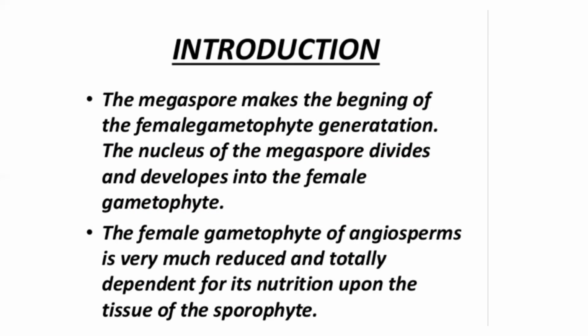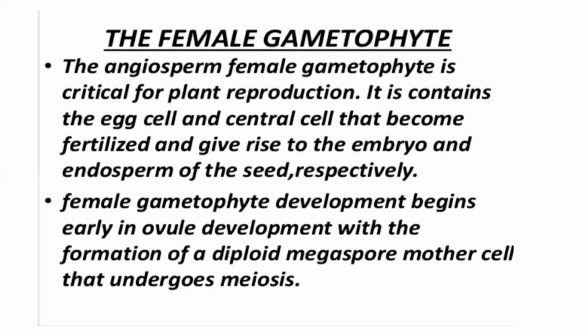In angiosperms, the female gametophyte is very much reduced and totally dependent for its nutrition upon the tissue of the sporophyte. The ovule is an integumented megasporangium. We know that they are all closed in the ovary. We'll discuss the basal part of the ovule, where the nucellus, integuments and funiculus, the three, are merged in the chalaza.